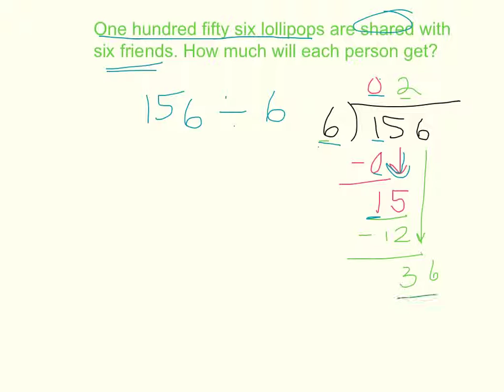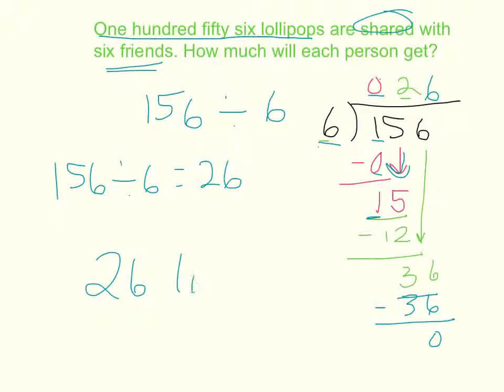With 6 goes into 36 6 times. Now I multiply. 6 times 6 is 36. Divide, multiply. Now I need to subtract. I get a 0. There's nothing else to bring down. So that means 156 divided by 6 equals 26. Or in this case, each person gets 26 lollipops.